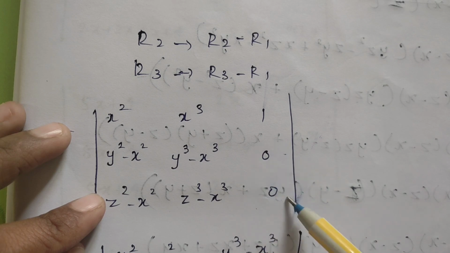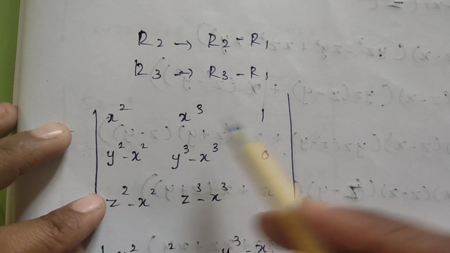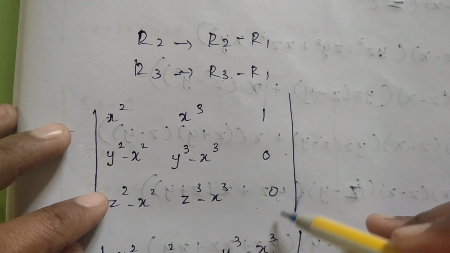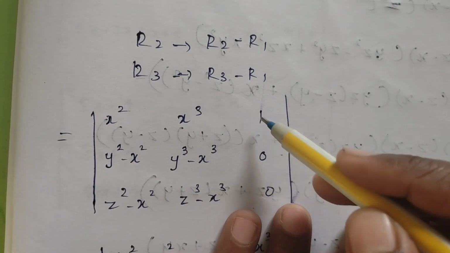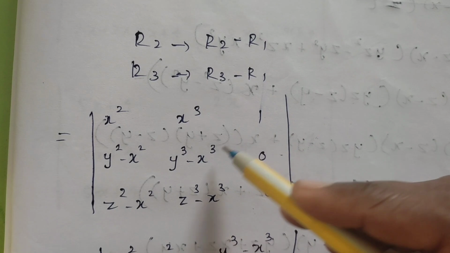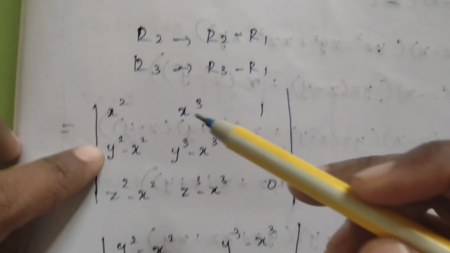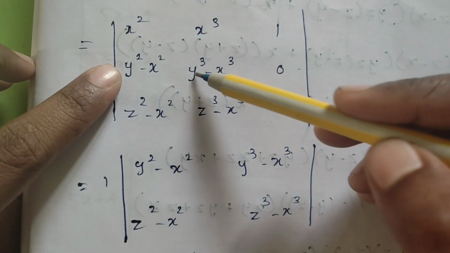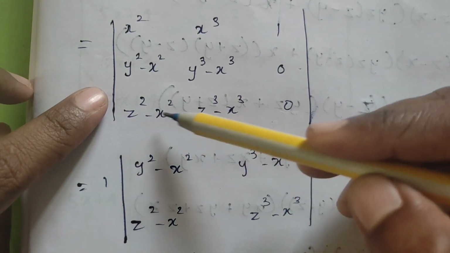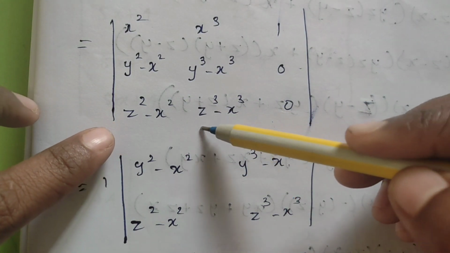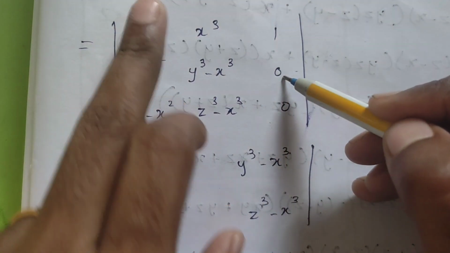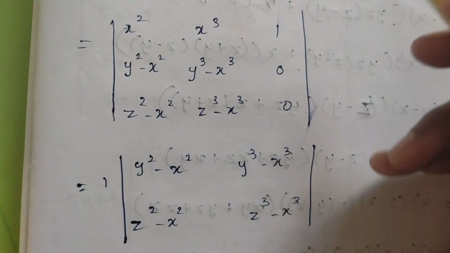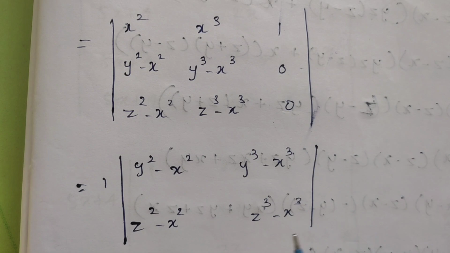Now these two terms are getting 0. When you take column 3 for finding the determinant value, 1 into, leaving this column and this row, will have y square minus x square, y cube minus x cube, z square minus x square, z cube minus x cube. When we do 0 into anything, it will become 0. Again 0 into anything, it will become 0.